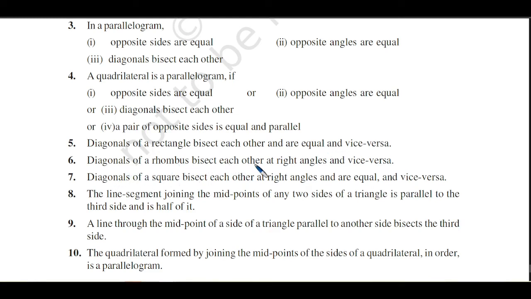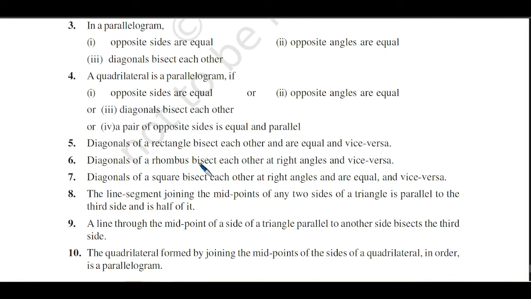Diagonals of a rhombus bisect each other at right angles, and vice versa. If it is a right angle, then it forms a rhombus, but there are conditions for a rhombus: that all the angles are not the same. If all the angles are the same and it bisects at right angle, then it is a square.